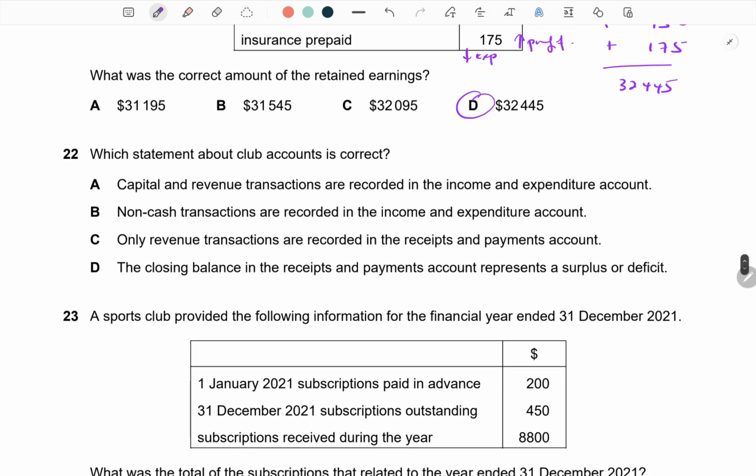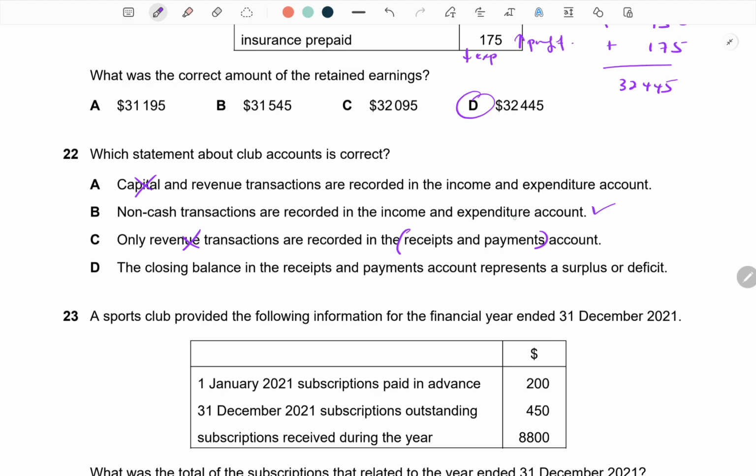Which statement about club accounts is correct? Capital and revenue transactions are recorded in the income and expenditure account? Wrong for the capital. Only revenue transactions are included in the income and expenditure account. Non-cash transactions are recorded in the income and expenditure account? Yes, non-cash transactions can be included. Only revenue transactions recorded in the receipt and payment account? No, it doesn't mean only revenue transactions. It can also be any expenses or capital transactions, because it's receipt and payment.